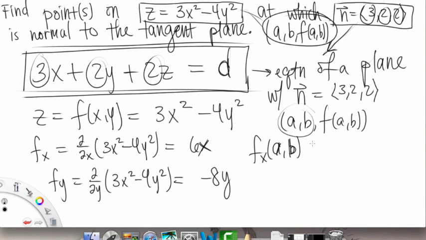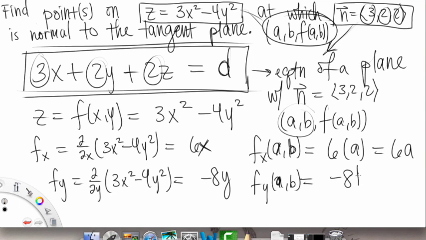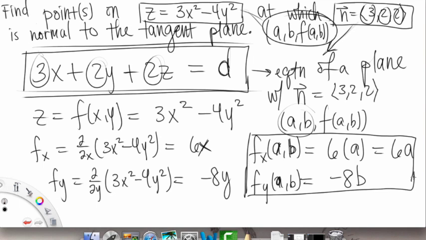If we plug a and b in there, we get 6 times a, which is just 6a, if we plug in that a for x. And then we have f sub y. If we're evaluating at some point (a, b), that would just be negative 8b. We're going to keep these things that I just found in mind. We'll put them away for storage until the end, where they'll come into play.